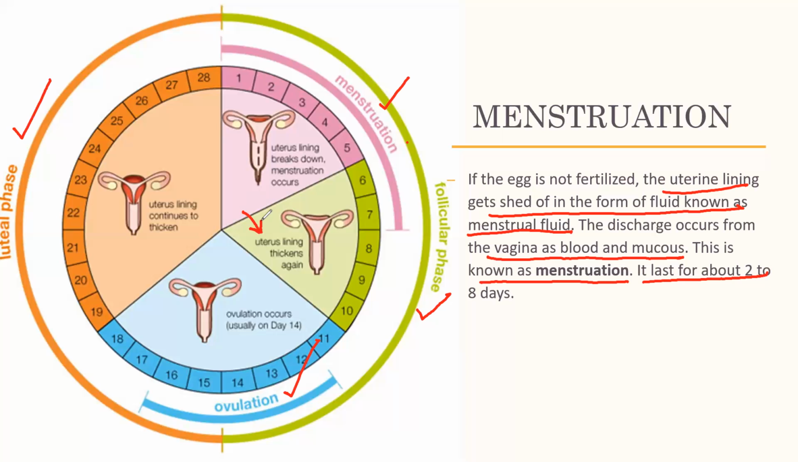Usually, if the standard menstrual cycle is of 28 days, then ovulation occurs on day 14. Then the final stage is the luteal phase, where the uterus lining continues to thicken, and if fertilization doesn't take place, it continues with menstruation, follicular, ovulation, and luteal phase.